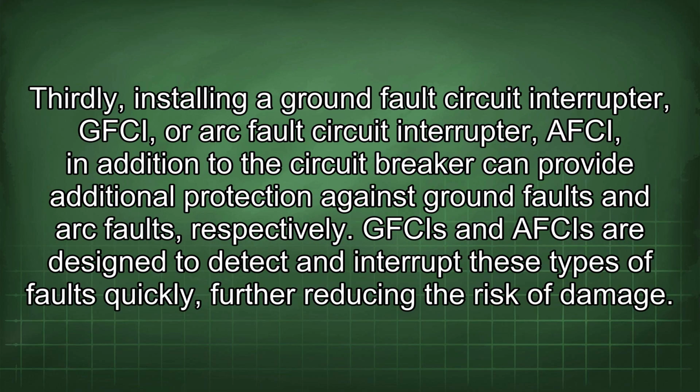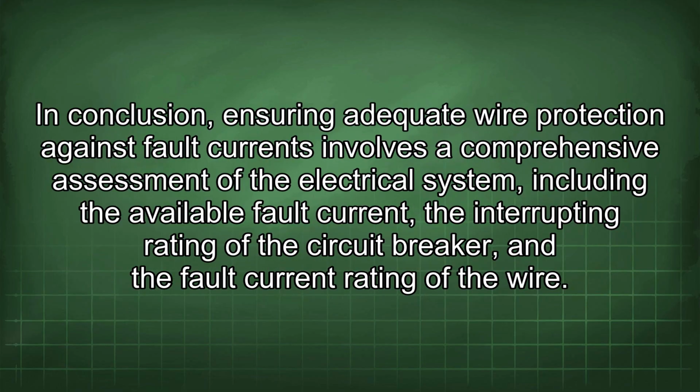Thirdly, installing a ground fault circuit interrupter, GFCI, or arc fault circuit interrupter, AFCI, in addition to the circuit breaker, can provide additional protection against ground faults and arc faults, respectively. GFCIs and AFCIs are designed to detect and interrupt these types of faults quickly, further reducing the risk of damage. In conclusion, ensuring adequate wire protection against fault currents involves a comprehensive assessment of the electrical system, including the available fault current, the interrupting rating of the circuit breaker, and the fault current rating of the wire.